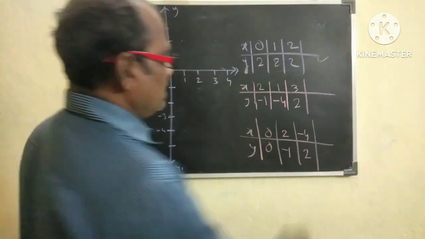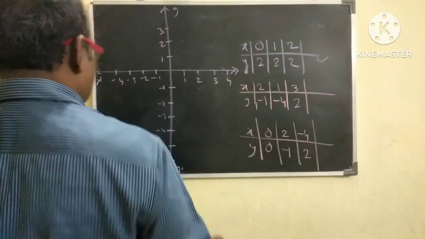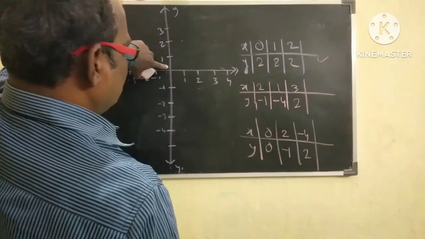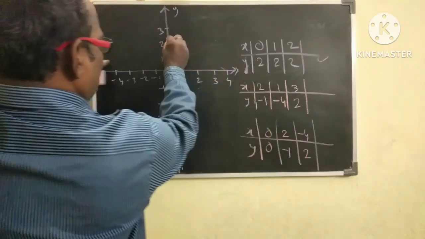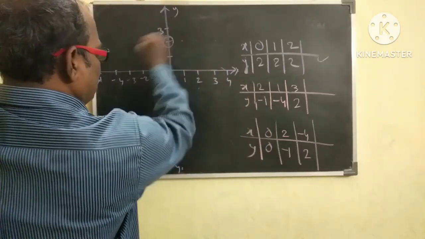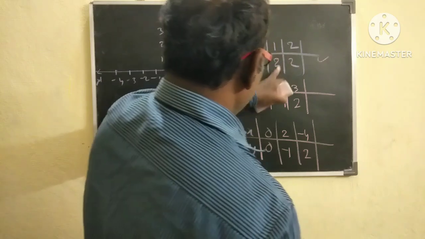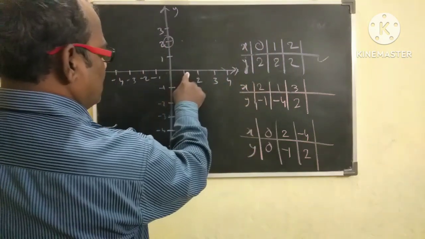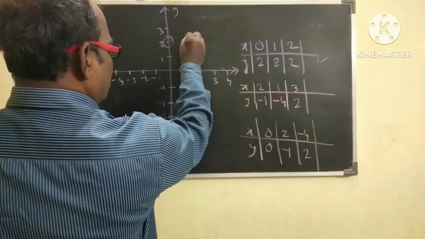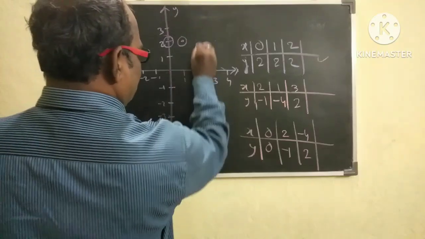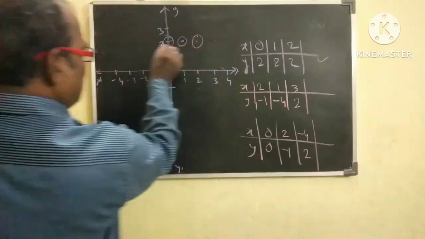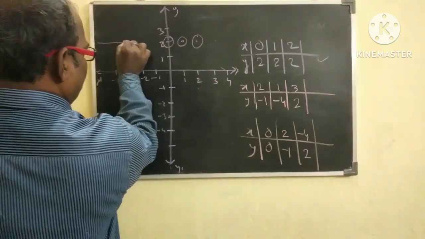So the very first thing is x is 0 here. So x is 0 means this is the x is 0 line, and y equals to 2. So this point, let us circle this. Then x equals to 1, y equals to 2. So this is another point and this is the third point. So we are going to make the line like this.